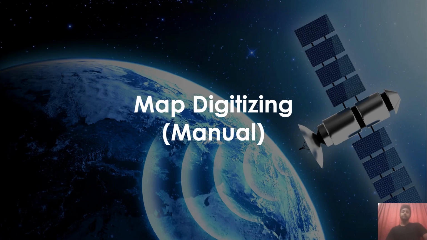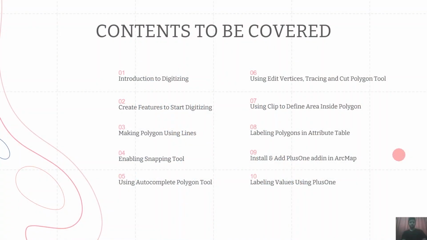Today, we will learn about map digitizing in manual method. Let's see the contents that we'll be covering today. First, we'll cover introduction to digitizing. Then we will see create features to start digitizing, making polygons using lines, using snapping tool, using autocomplete polygon tool, edit vertices, cut polygon tool, using click to define area inside polygon, labeling polygons in attribute table, install and add plus one add-in in ArcMap, labeling values using plus one.